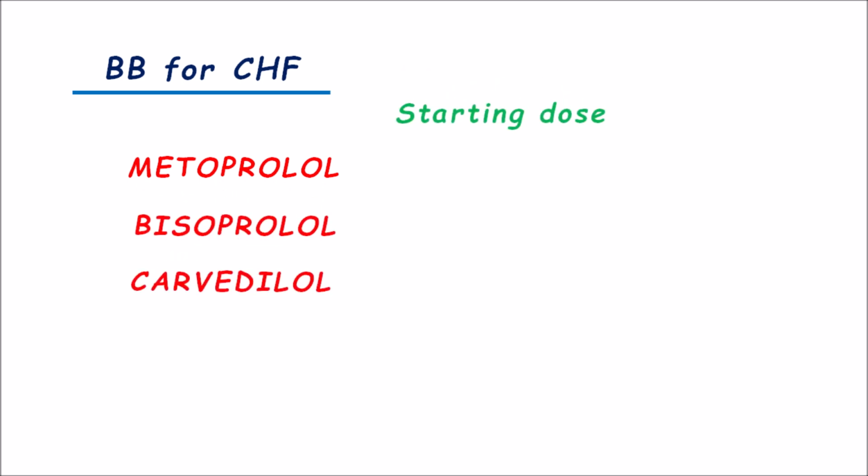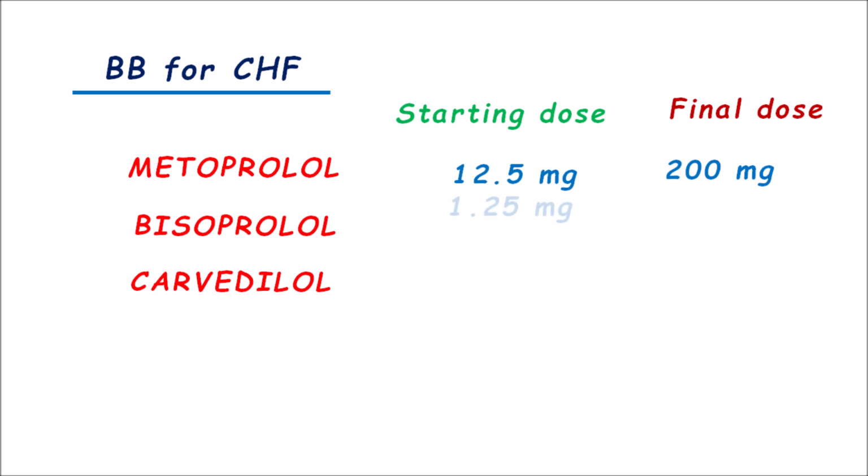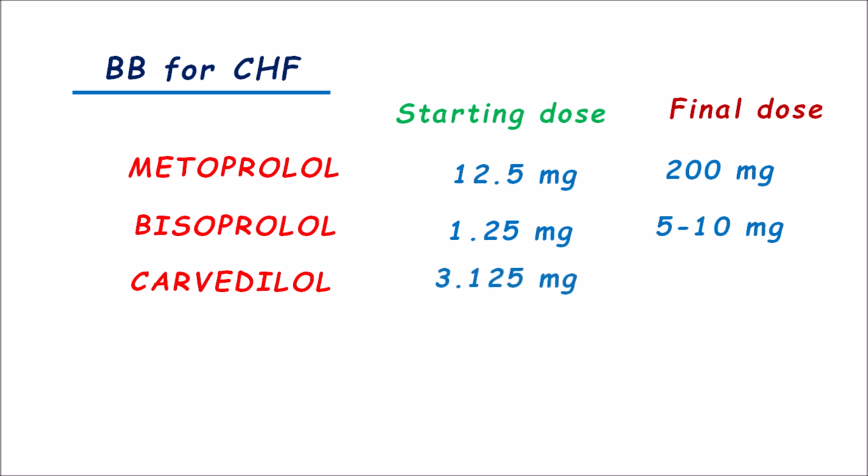They differ by their starting dose and final dose. Metoprolol is started at a dose of 12.5 mg and the final dose is achieved around 200 mg given once daily. On the other hand, bisoprolol is started at a very low dose. It can be started at 1.25 mg where the final dose ranges from 5 to 10 mg. Finally, carvedilol can be started at 3.125 mg and the final dose varies from 25 to 50 mg.